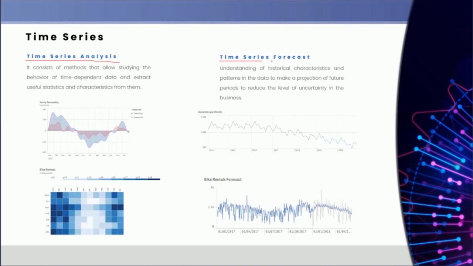The second method is a time series forecast. And with this, we will have the understanding of these characteristics and historical patterns in your data, in order to be able to make a projection of future periods that will allow us to reduce the level of uncertainty in our business. This is the fundamental part of forecasting methods, and that is that we can have control of where we are and where we are going.